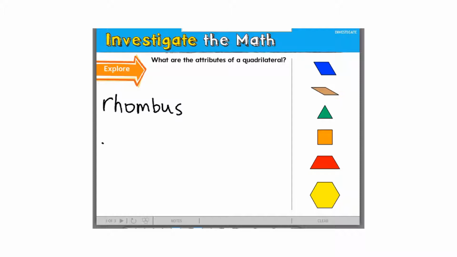Because some shapes can also be called a rhombus, but it's not always going to look like the rhombus. That is not always going to look like this. That's an example of a rhombus. But every time you see one, it's not going to look exactly like that. It could look different. So here are the attributes of a rhombus. 4 congruent sides that are parallel.